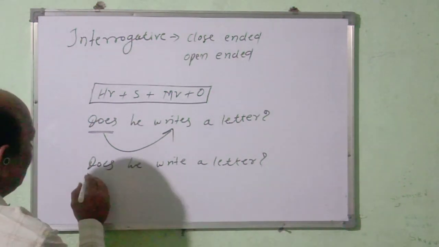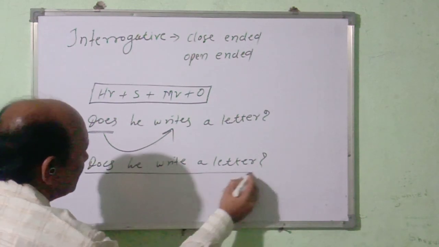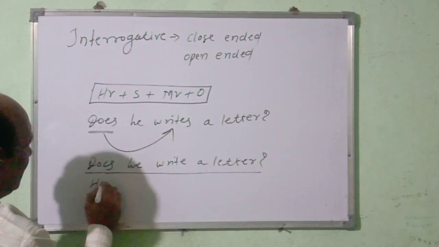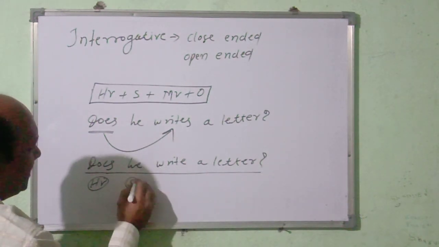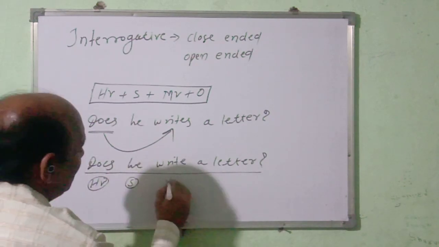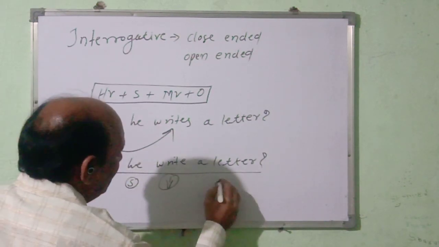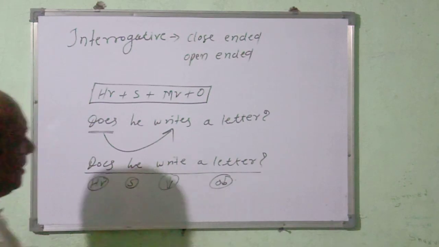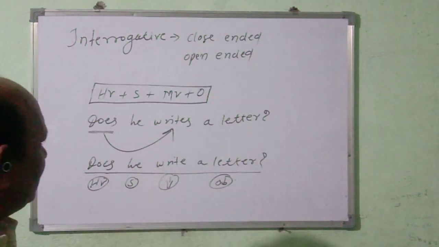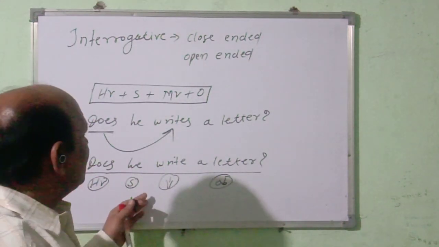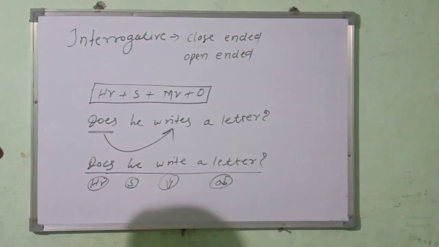So you have to read that particular sentence. What is does? Does is a helping verb. What is he? Subject of the sentence. What is write? V1. And a letter is the object of the sentence. This is the particular structure for creating a close-ended question sentence.